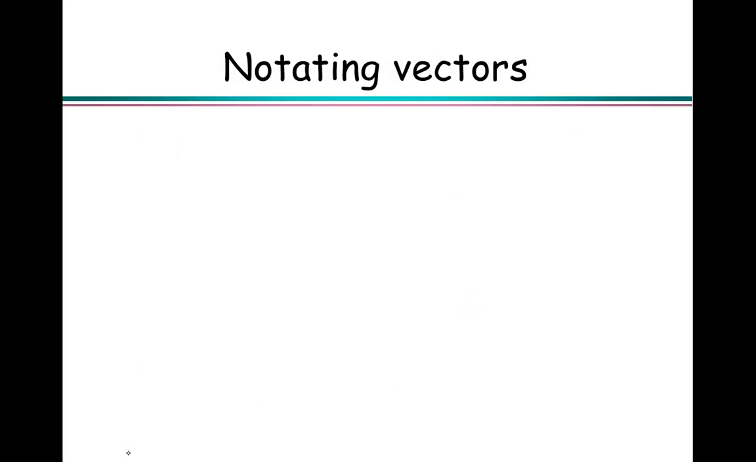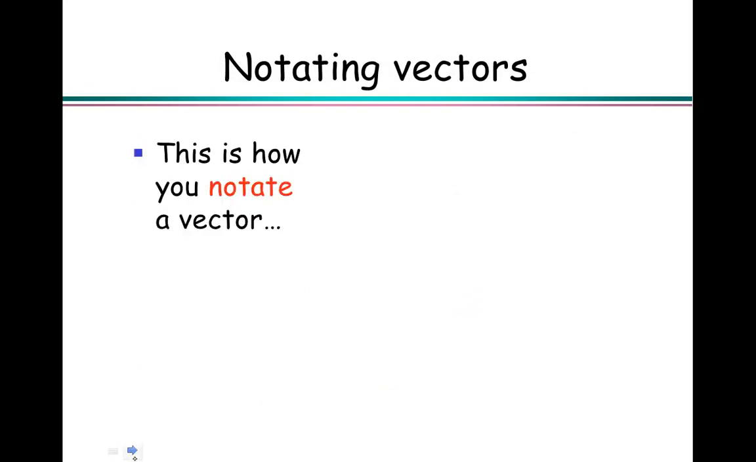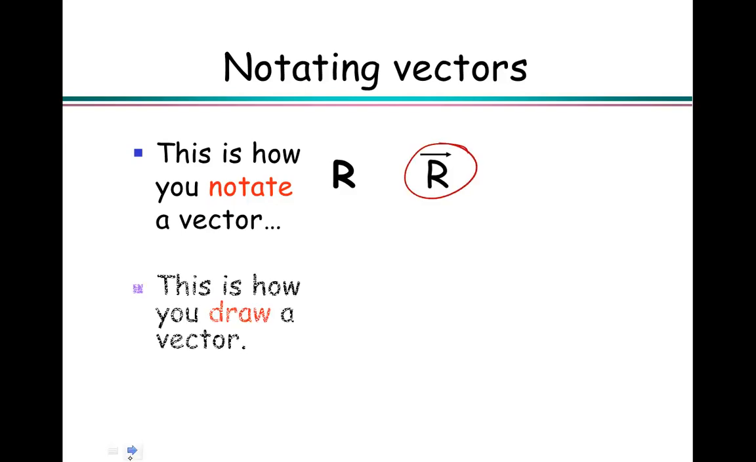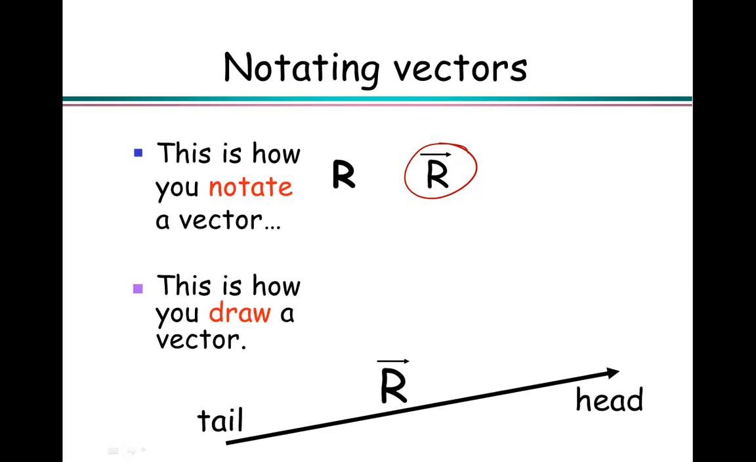So notating vectors, how do we go about writing them? This is how you notate a vector. Just make sure you show the vector with an arrow over it, and here's how you draw a vector: just an arrow with an arrowhead and tail.